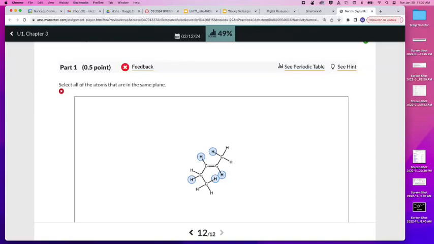So select all of the atoms that are in the same plane. I actually technically put this question into the weekly notes thing in a space that I think has a little bit more context. If we're talking about in the same plane, what pieces of evidence would help us to decide if atoms were in the same plane?